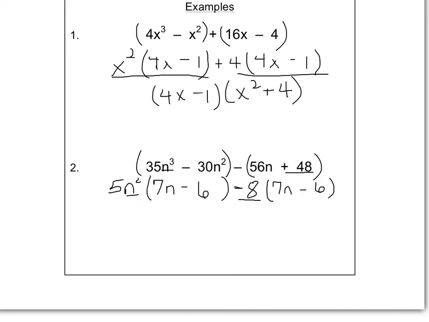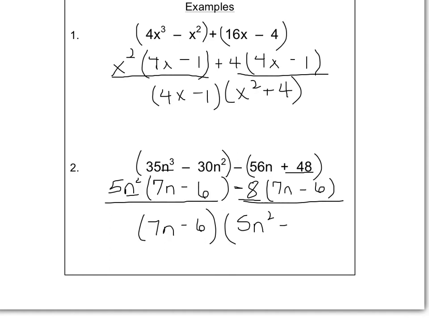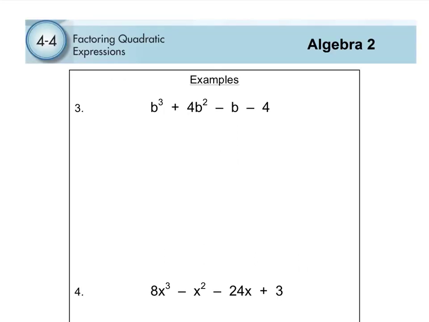And you'll notice, as you look at your two terms, what's inside the parentheses, they both have the same thing. So they both have a 7n minus 6. I'm factoring that out. What's outside the parentheses is 5n squared minus 8. And again, look at your answer. You have two binomials, or two things that are two terms. Okay? All right, let's take a look at our second to last example here.